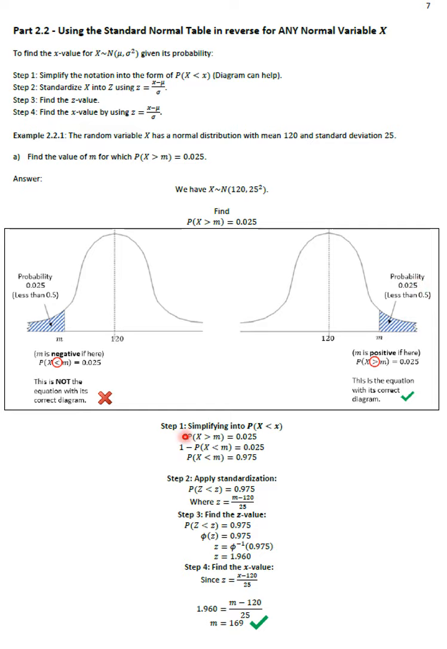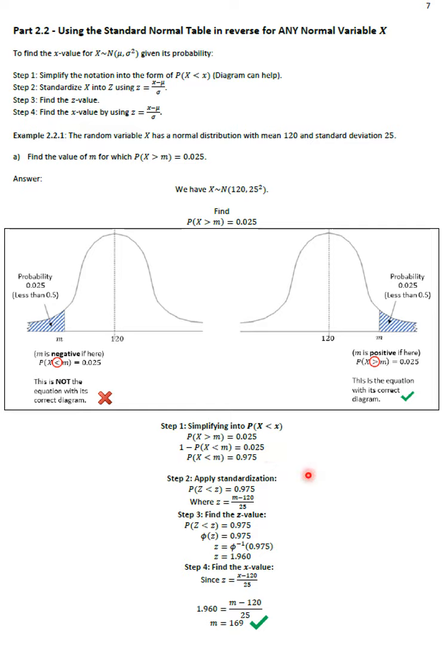Okay. So step 1, simplifying P(X greater than m) into P(X less than small x). So we started from P(X greater than m) equals 0.025, which is this diagram. This can be rewritten as 1 minus P(X less than small m), the whole thing, minus this big area. So you write it, you're going to have this. Move it to the other side, you're going to have this done. So now we can use the z table later.